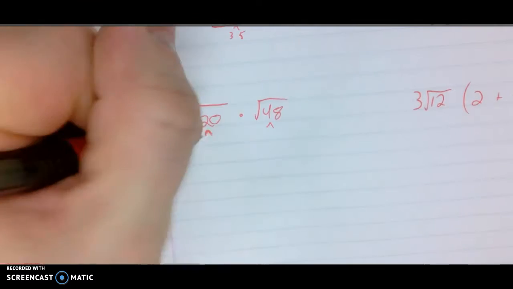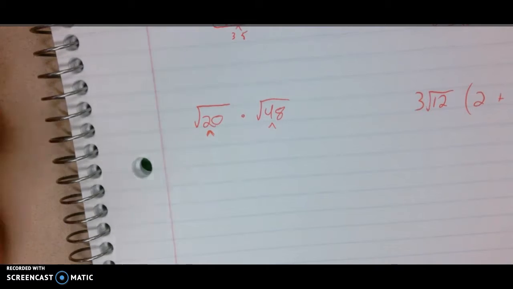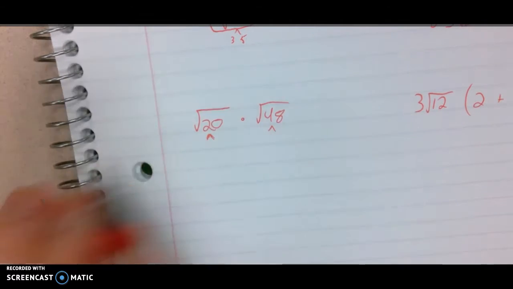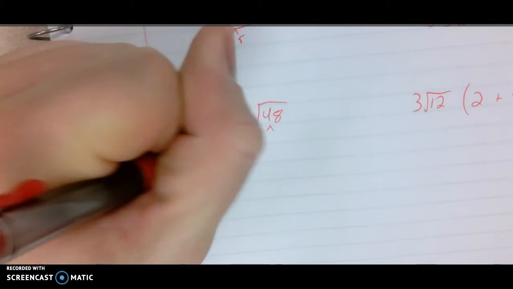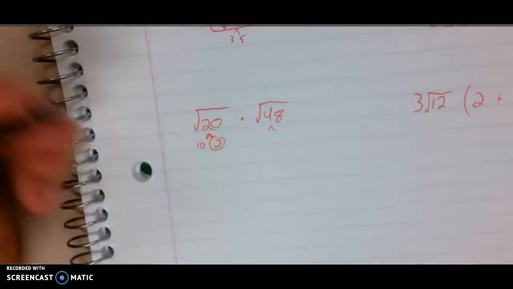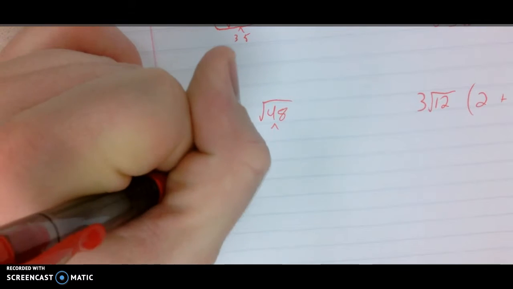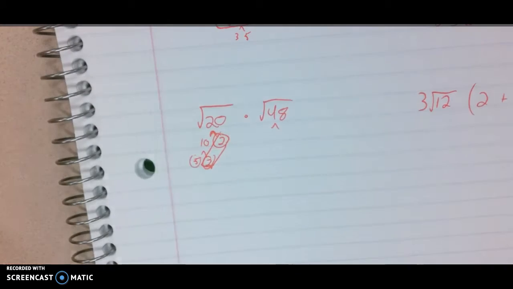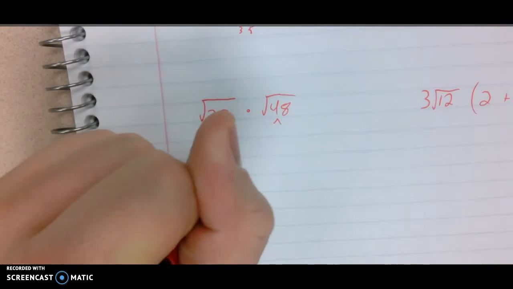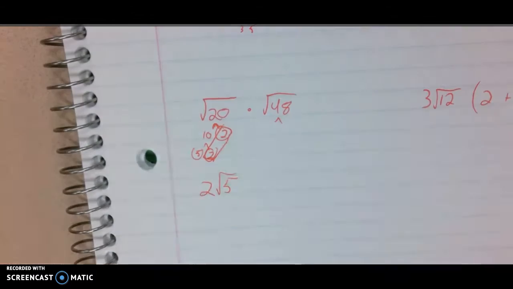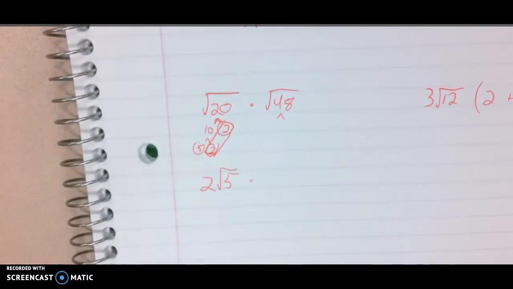A lot of you are big fans of the prime factorization, so I'll do the prime factorization here for both. Two numbers that multiply to be 20 are 10 and 2, and then 10 breaks down into 5 and 2. I see a pair of 2's and a lonesome 5, so this becomes 2 rad 5. I'll do the same thing on the 48.